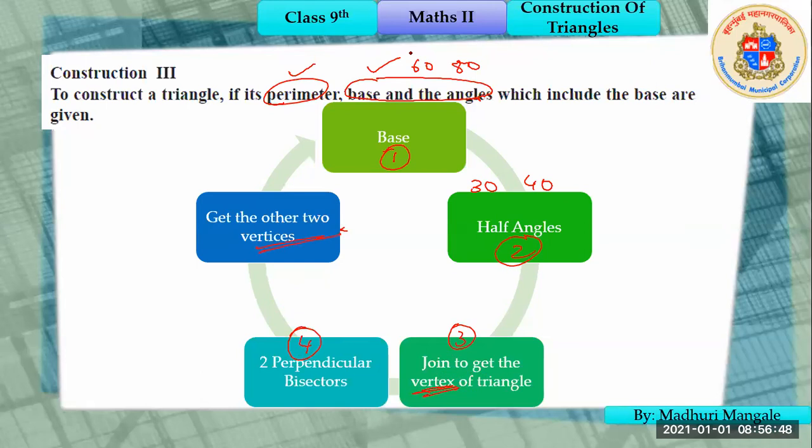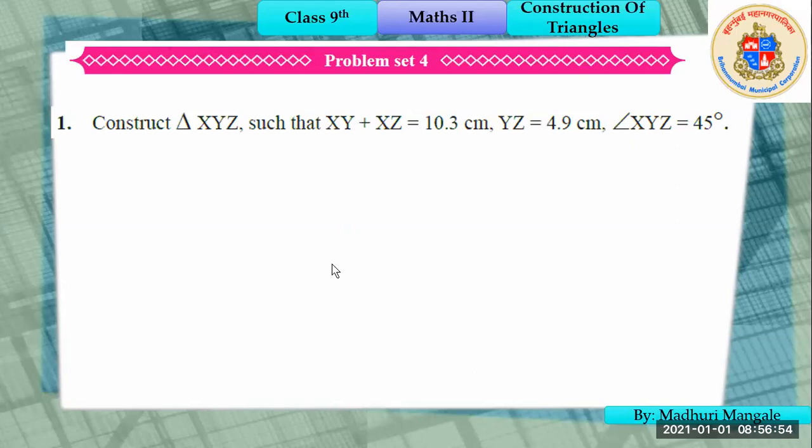So this was an overview of all the three types of constructions. Now let us move to problem set 4. So let's do the construction. We will be doing all three types of constructions, right? So this is type 1 construction. How do we identify that?